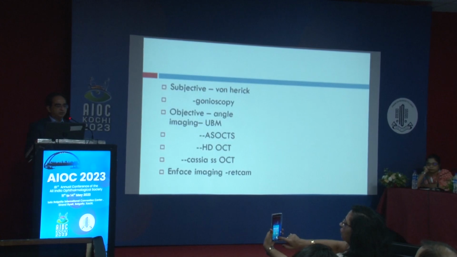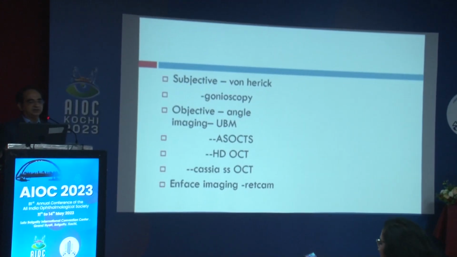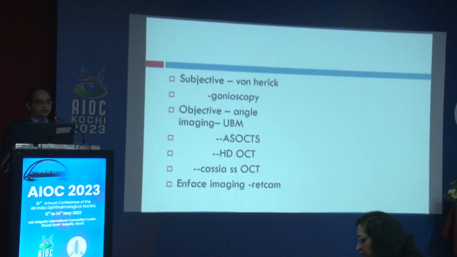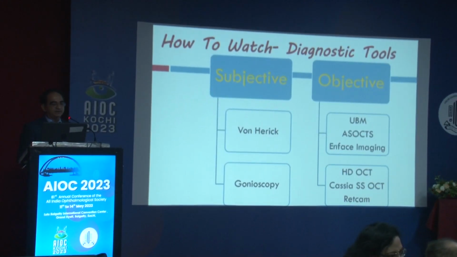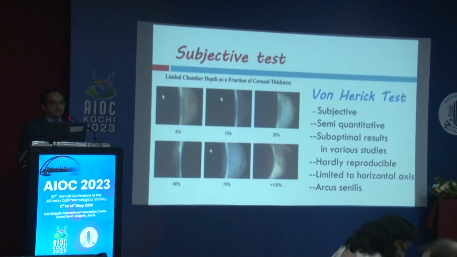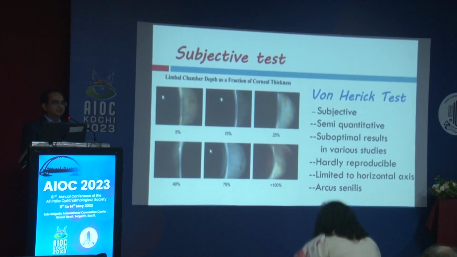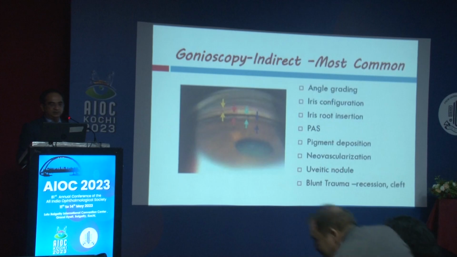We have to decide how to watch this angle. So, subjective method, objective method. First, focus on the subjective methods, that is, van Herick and gonioscopy. This is the van Herick test: limbal chamber depth as a fraction of corneal thickness. It is a semi-quantitative test, gives suboptimal results, and is hardly reproducible.